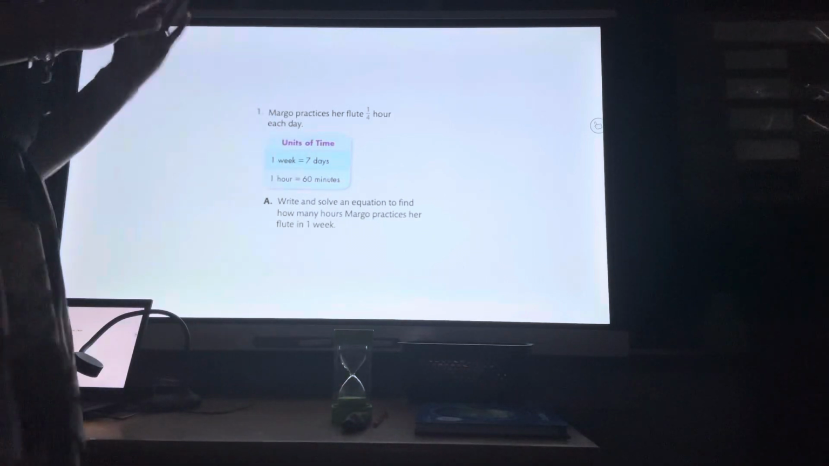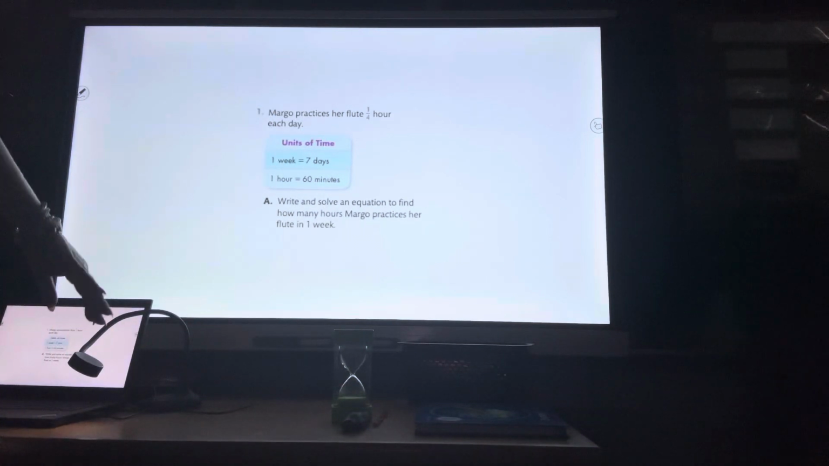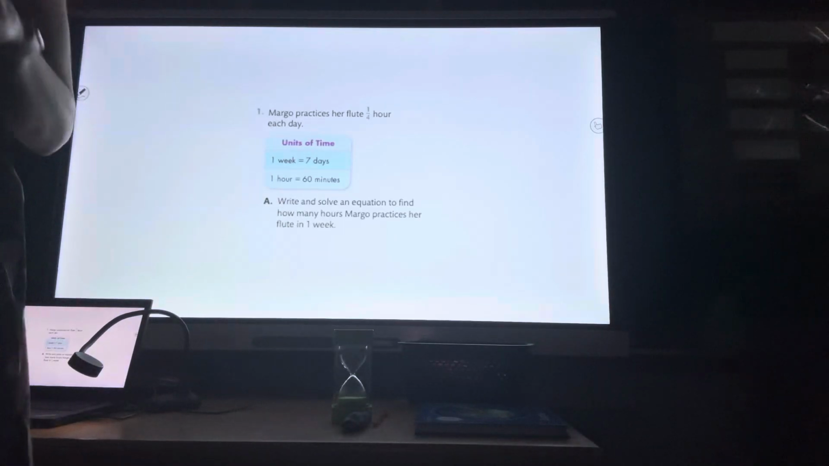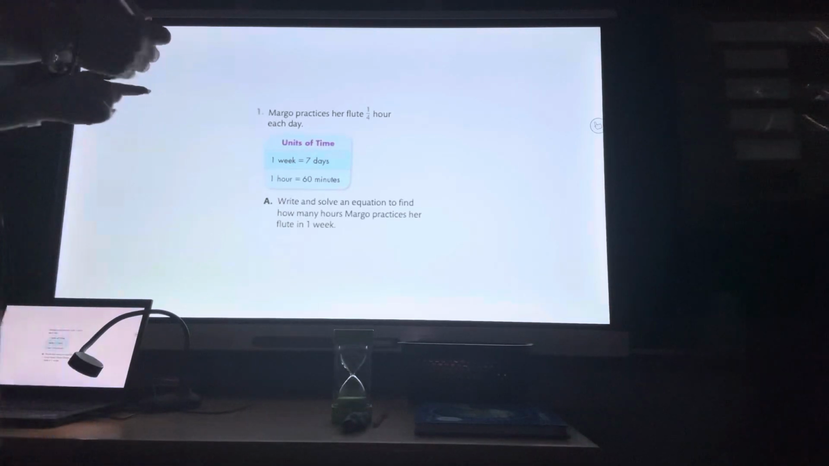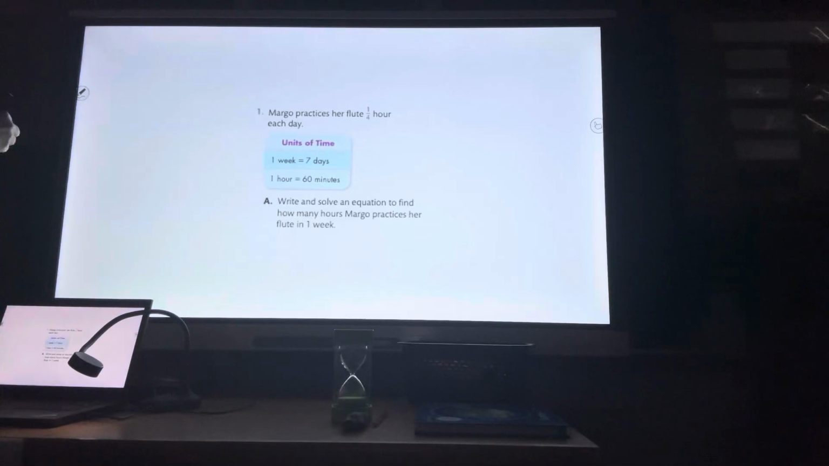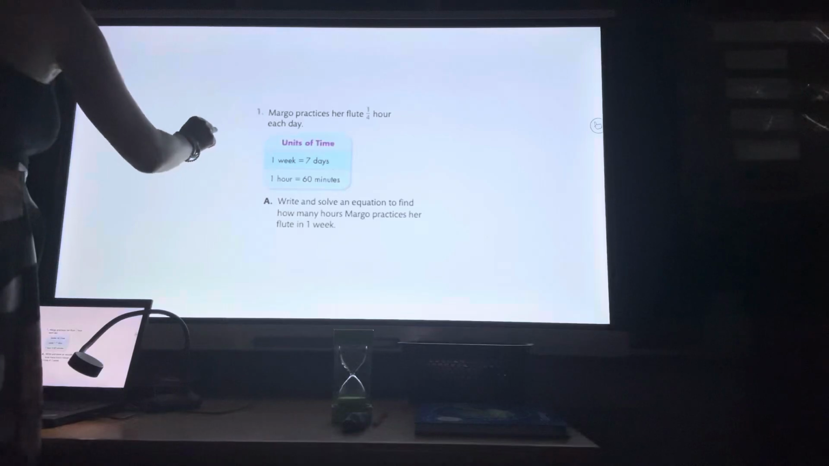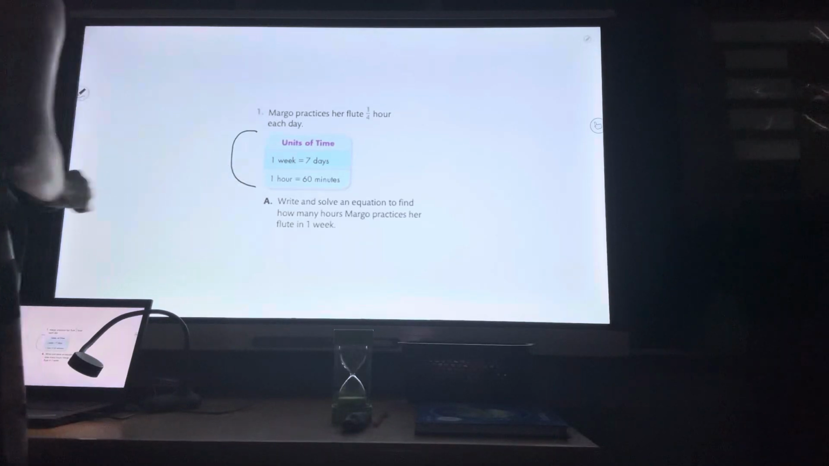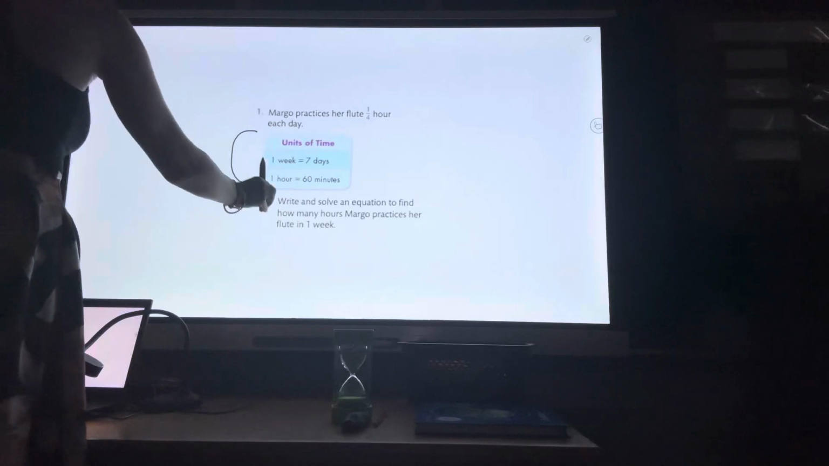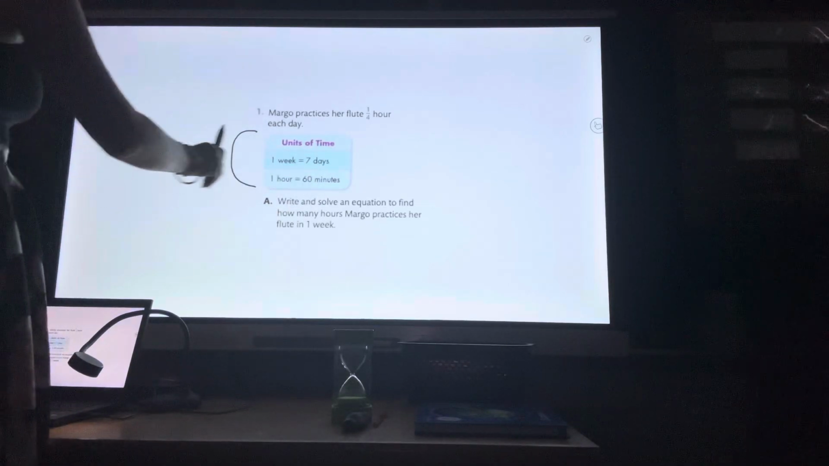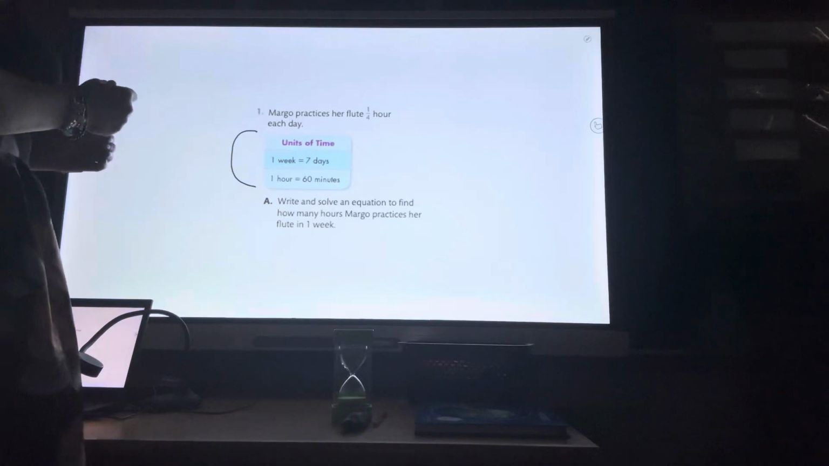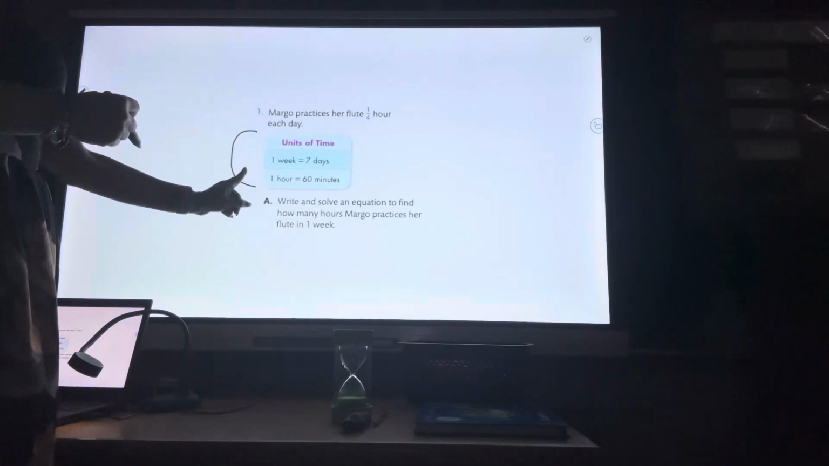All right, so this is topic 10, Math Museum, okay? We're working with multiplying fractions and we're working with a little bit of time. So the first question is, Margot practices her flute 1/4 an hour each day, and they gave you a hint, units of time. 1 week is 7 days, 1 hour is 60 minutes.